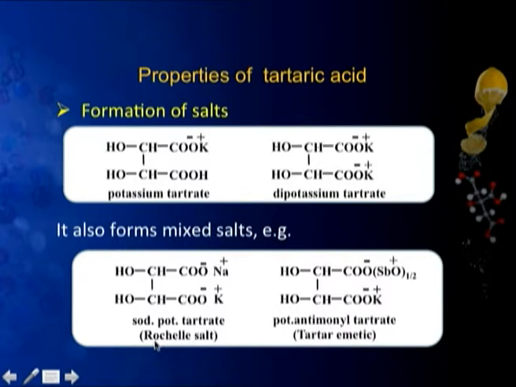This salt is named Rochelle salt. It is used in medicines. Then another salt has an antimonyl group here and then a potassium salt here, we call it potassium antimonyl tartrate, and commonly it is also known as tartar emetic. So, various salts can be obtained from tartaric acid and they are used for different purposes.